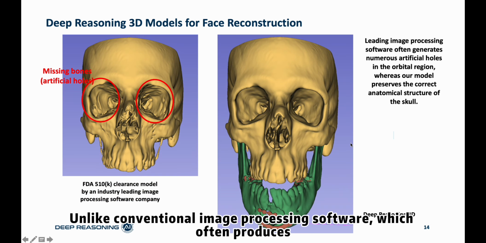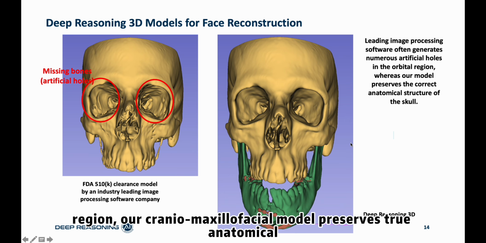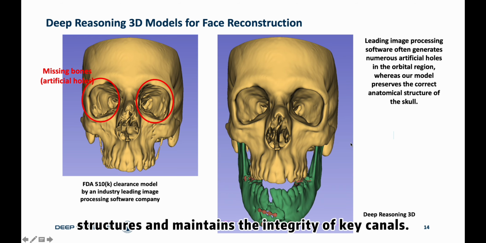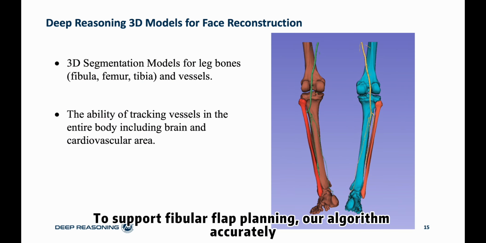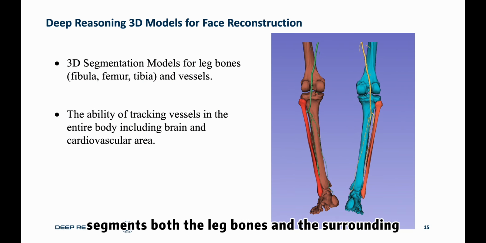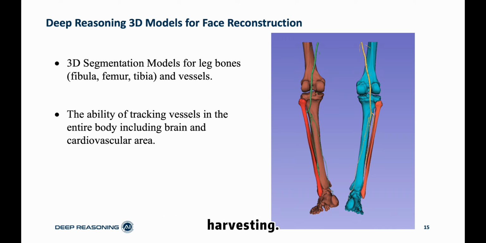Unlike conventional image processing software, which often produces artificial holes in critical areas like the orbital region, our craniomaxillofacial model preserves true anatomical structures and maintains the integrity of key canals. To support fibula flap planning, our algorithm accurately segments both the leg bones and the surrounding vascular structures, helping to protect critical vessels during harvesting.